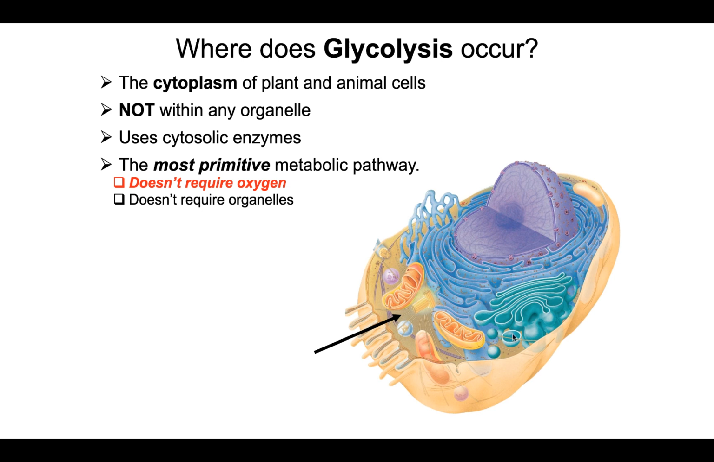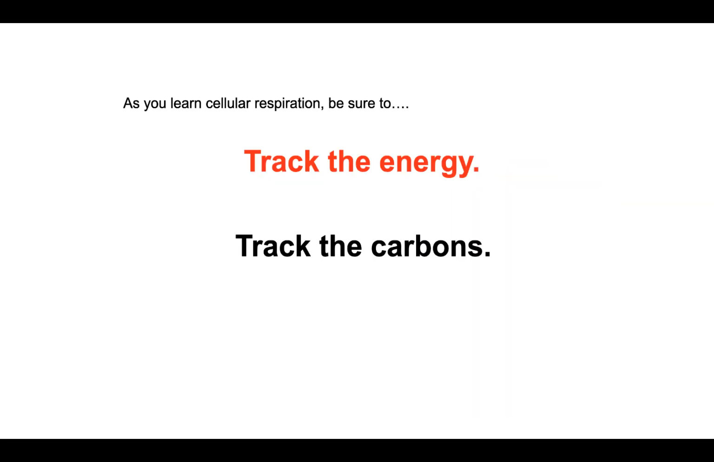The location, as I already mentioned, is in the cytosol, and this is the most primitive form of energy gathering metabolic pathways in organisms. Because as you will see a little bit later, as I'll make a bigger point about it later, it does not require oxygen, and I'll show you why that's the case. And it doesn't require any specific organelle. It happens within the cytosol, and it just requires a bunch of enzymes that are floating around within the cytosol. It doesn't need the mitochondria.